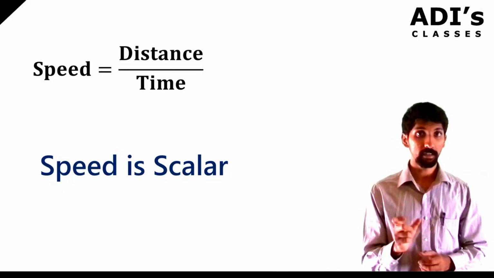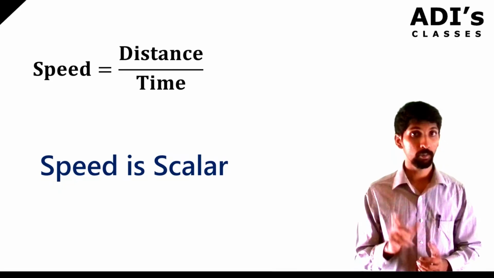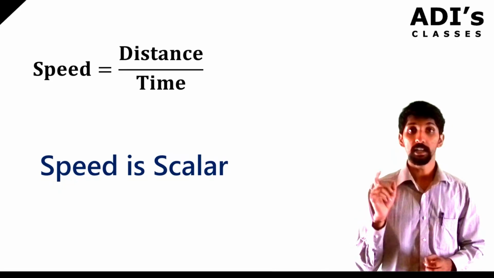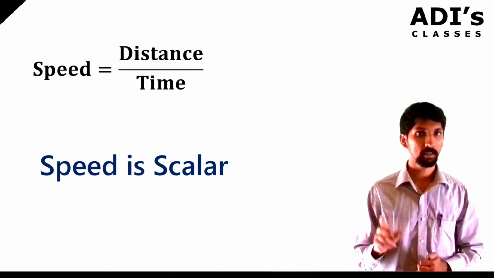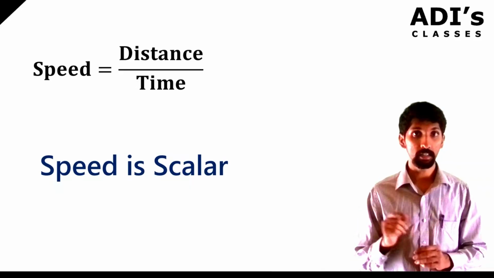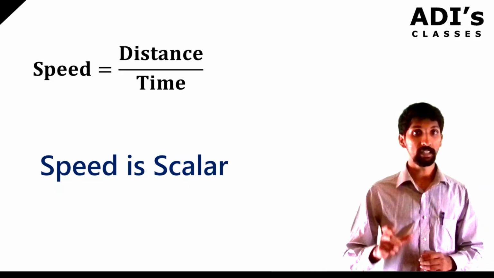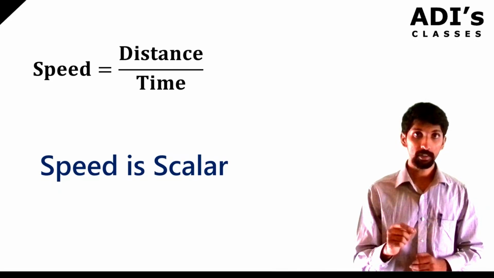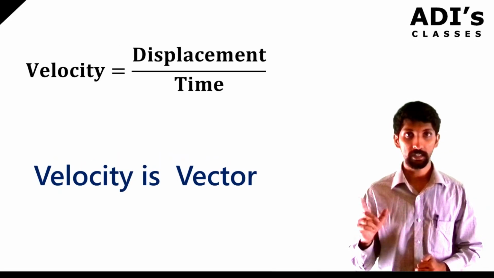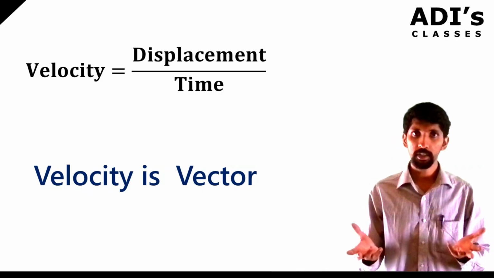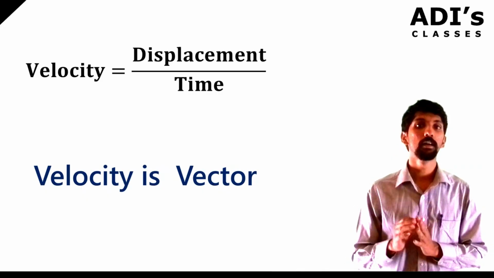Now, speed is a scalar quantity. Be very careful: speed is a scalar quantity because distance and time are both scalar quantities. Whereas velocity is actually displacement by time taken. So velocity becomes a vector, it has a direction. So speed and velocity, you already know the difference between them, right?